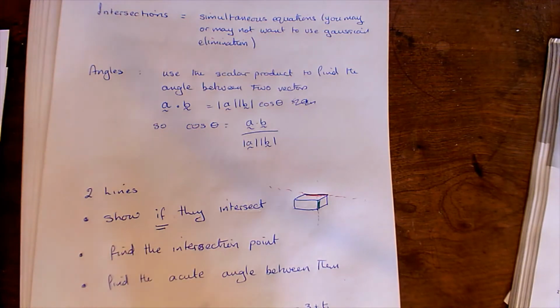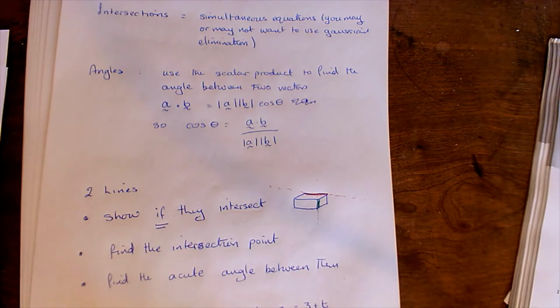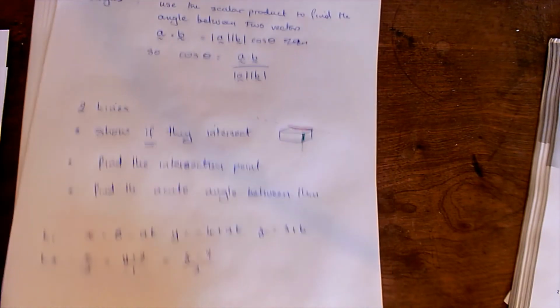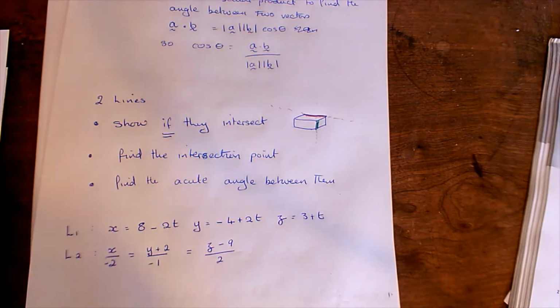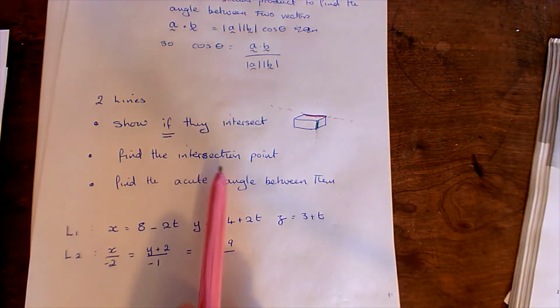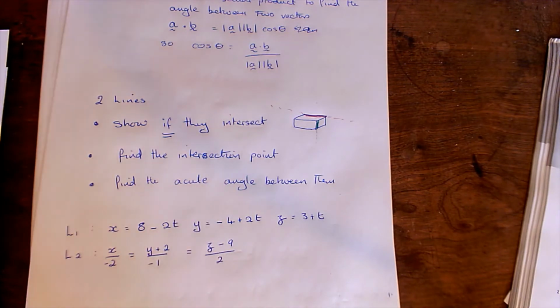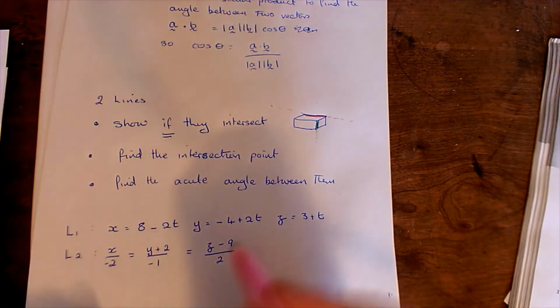At any rate, we can show mathematically whether they intersect or not, which is much better. So here we have 2 straight lines, and these ones do intersect, so we're going to show that they do intersect, we're going to find the intersection point, and we're going to find the acute angle between them. So first of all, you always want to put them into the parametric form.